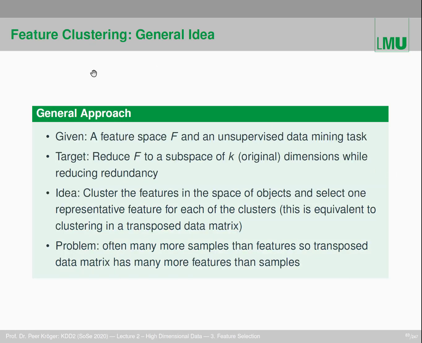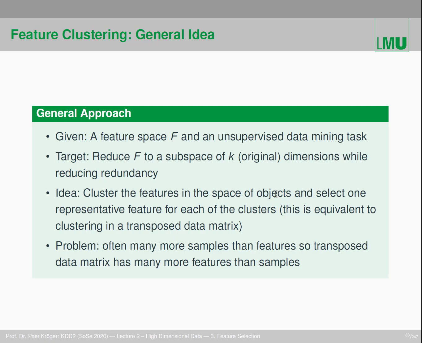Yeah, the last thing I want to show you is feature clustering, which is also somehow in the class of randomized search. So the idea is, if I have a feature space and an unsupervised data mining task, this especially works for unsupervised tasks, we reduce F to a subspace K while reducing redundancy. And how do we do that? We cluster the features in the space of objects.